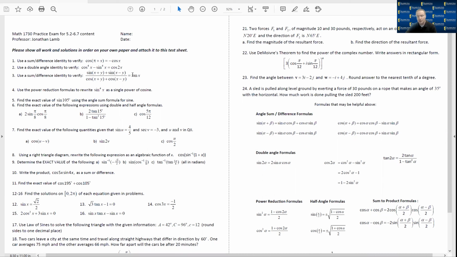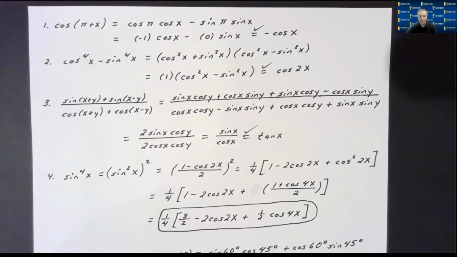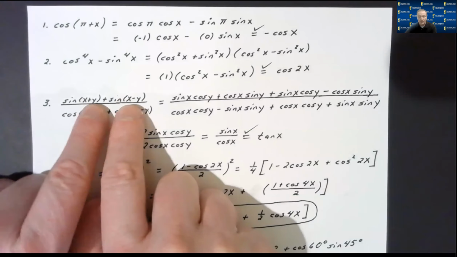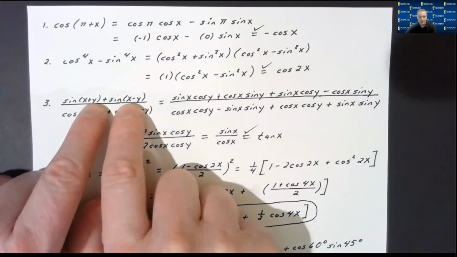So I need to show the numerator simplifies down to sine x, the denominator simplifies down to cosine x. I clearly work with the left-hand side in this verification problem because it's the more complicated side. So working with that left-hand side, I'm just using the sum and difference formulas.